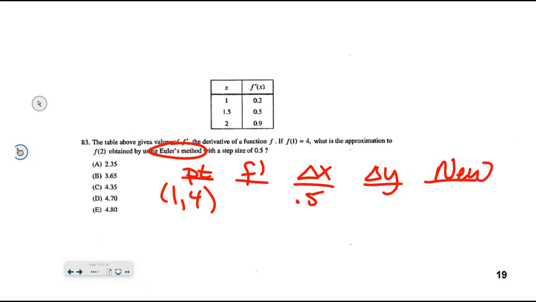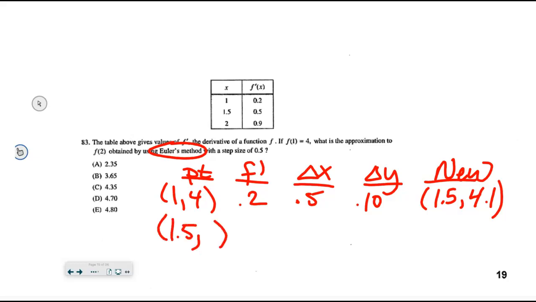What is my first slope that I'm going to walk? 0.2. It says on the table, f prime of 1 would be 0.2. Over here, my delta y is the product of my slope and delta x. It's a slope formula. What do I get when I multiply those? 0.10. All right, my new point. How far did I move to the right? A half. How far did I move up from 4? 0.1. What am I supposed to estimate? F of 2. I got to go another one, correct? So 1.5, comma, 4.1. Now, what's my new slope?